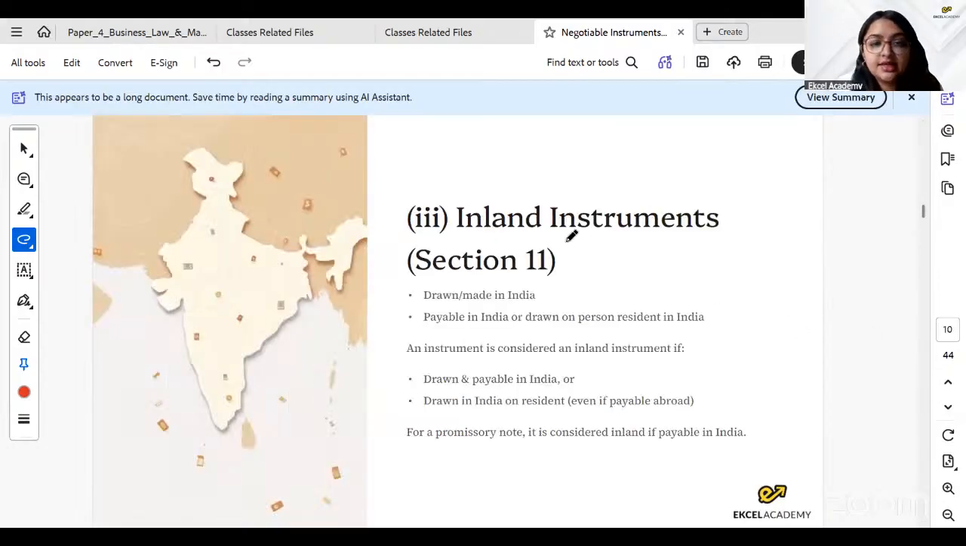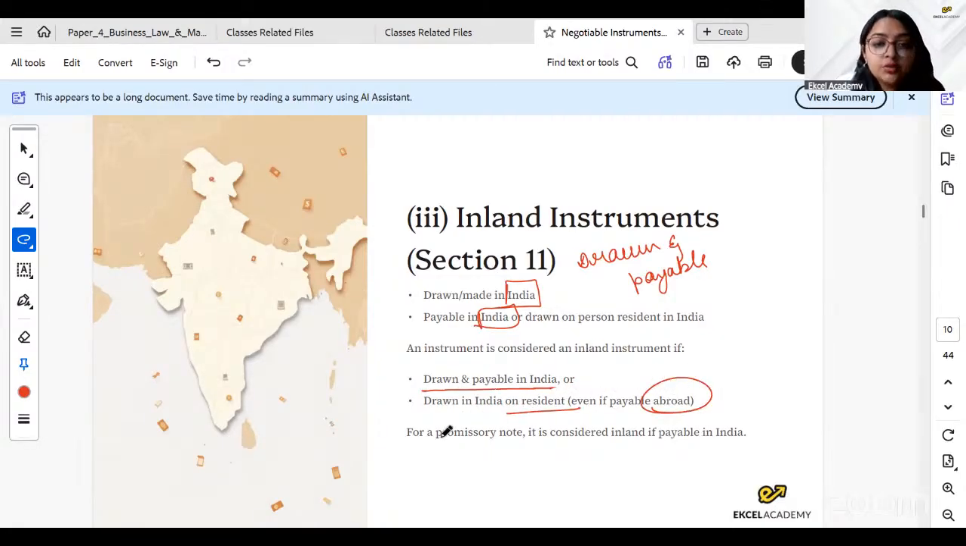All right. Next, inland instruments. Inland instruments are any instruments which are drawn or made in India and also payable in India. So drawn as well as payable, both are in India itself. An instrument is considered an inland instrument if it is drawn and payable in India, and on an Indian resident, even if it is payable abroad. For a promissory note, it is considered inland if it is payable in India only. So if it is payable abroad, then it does not become an inland promissory note. So what is an inland instrument? It is an instrument which is drawn and is also payable in India itself.